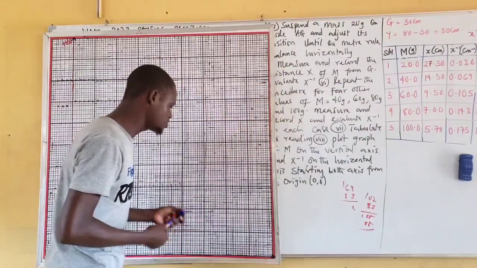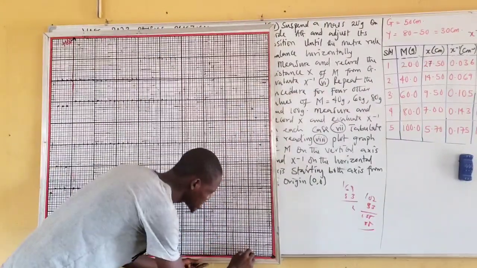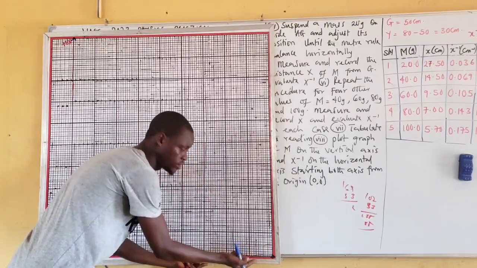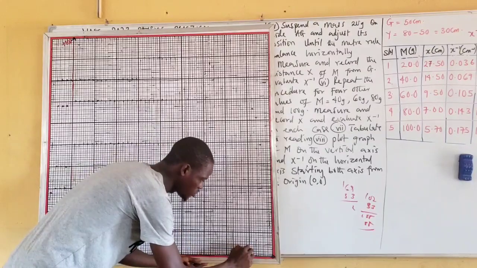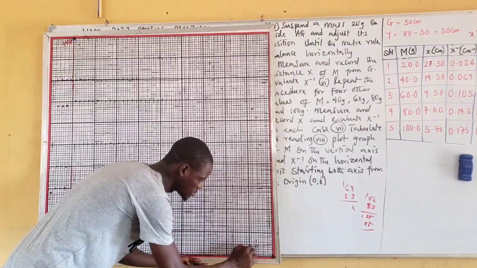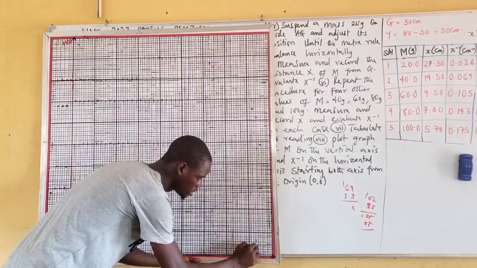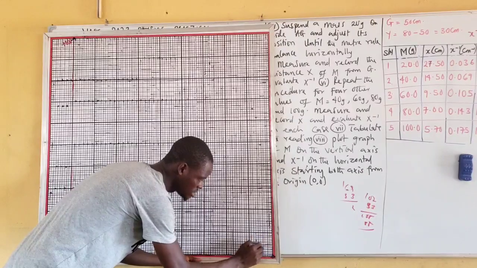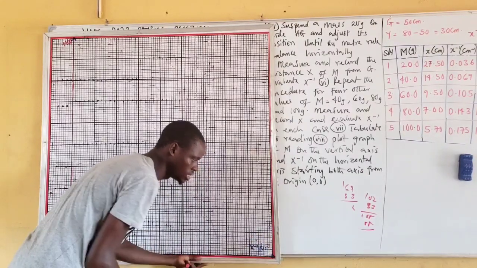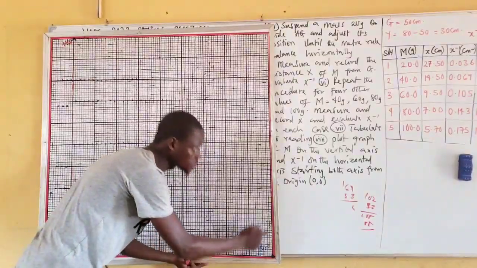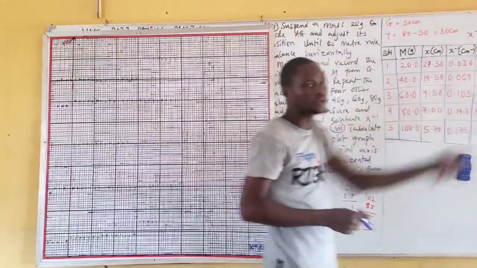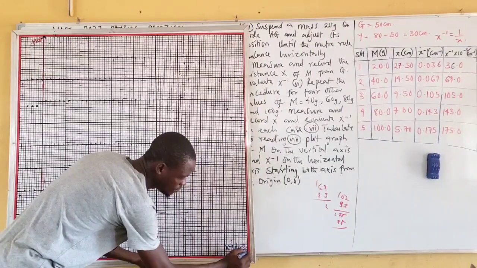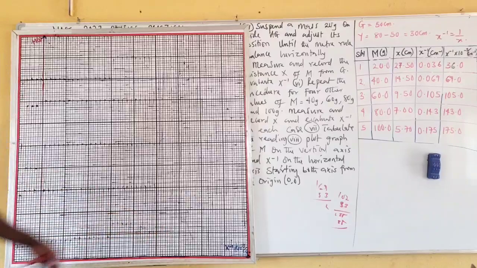If I want to write my S inverse, we have to find this on the horizontal axis. This is my S inverse axis. Because of the graph, you put it at the bottom here. So we have S inverse, times 10 raised to power minus 3, according to what you have in your table. And the unit should be beside it, which is centimeter inverse. That is the unit at the bottom there.